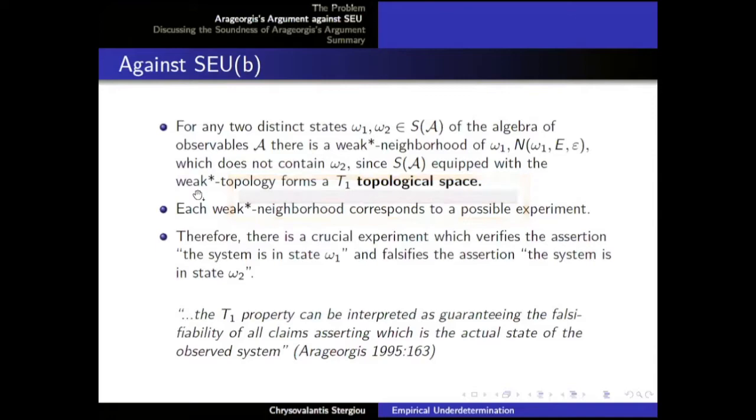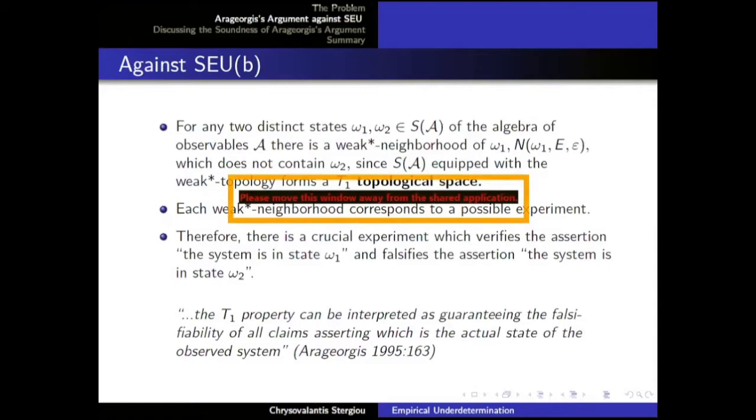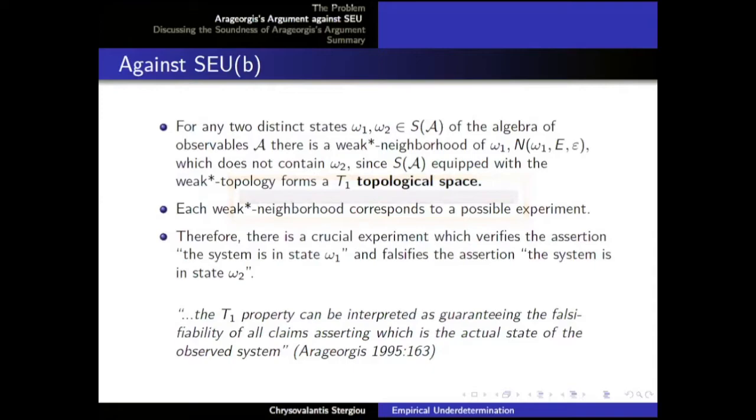So if you take into account all possible experiments, all possible experience, then there is some crucial experiment that can distinguish any two states. And this rests on the fact that the state space of the system is T1, without any further assumption. So the big component of the strong empirical underdetermination thesis cannot be justified, or it can be objected to in this way.